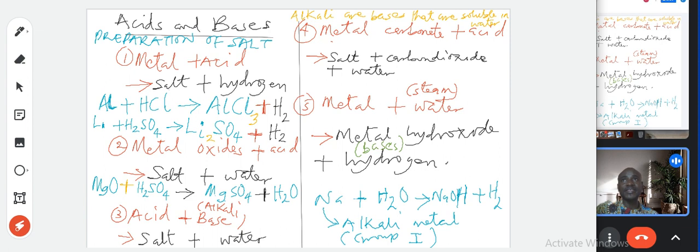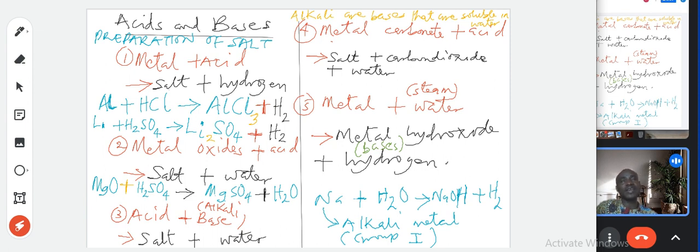Not all bases are soluble in water. The ones that are soluble in water are called alkalis. They are usually formed by group 1 and group 2 metals. That's actually why they are called alkali metals for group 1 and alkaline earth metals for group 2. And they are very reactive.